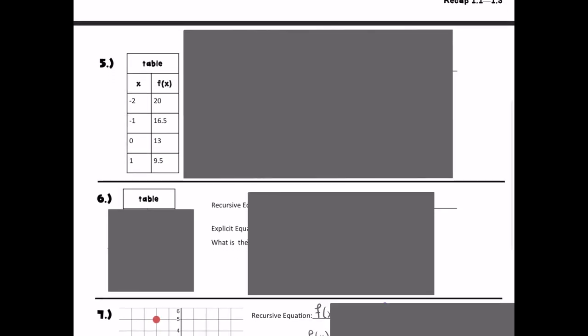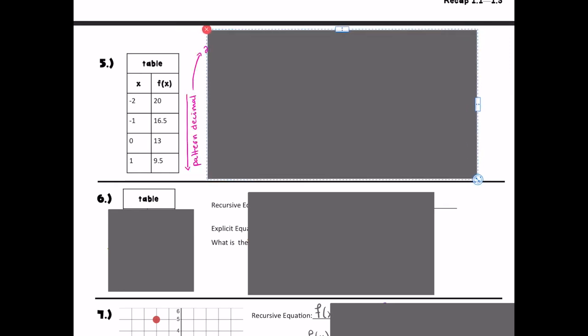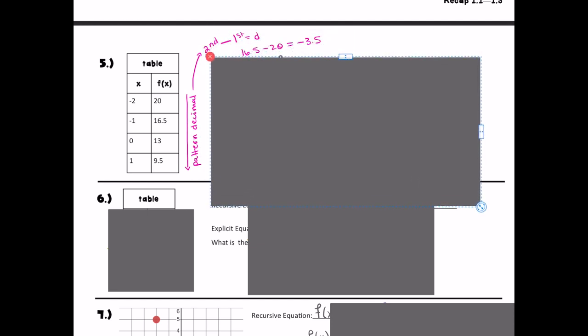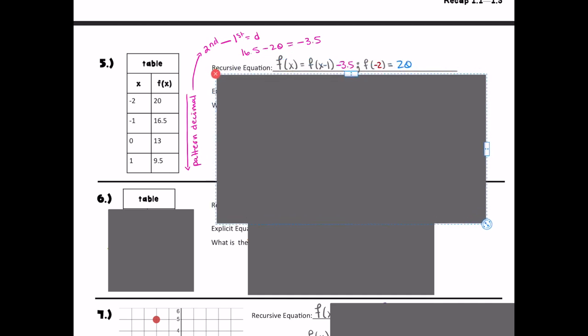So number 5 here, we're looking at a table, but notice it goes 20, 16.5, 13, 9.5. So in this one, we have a pattern of decimal, no decimal, decimal. So that probably means we're using a common difference. So that means we have to do the second number minus the first number. So we do 16.5 minus 20, and that gives us minus 3.5. So minusing 3.5 is what we're doing as we go down the table.